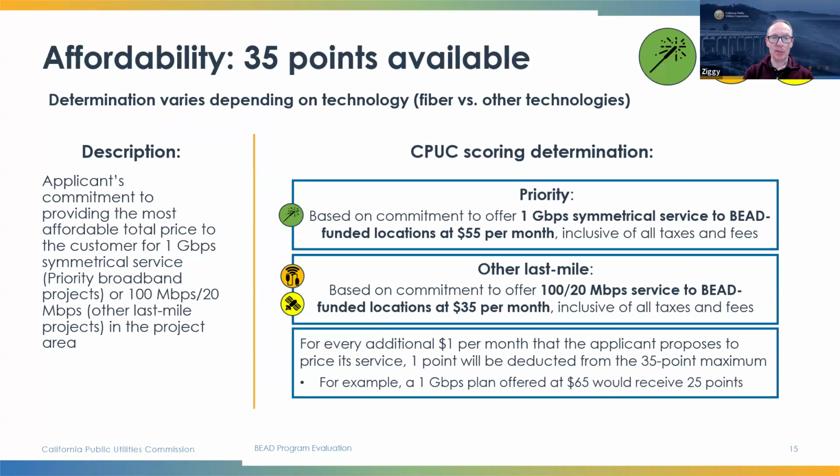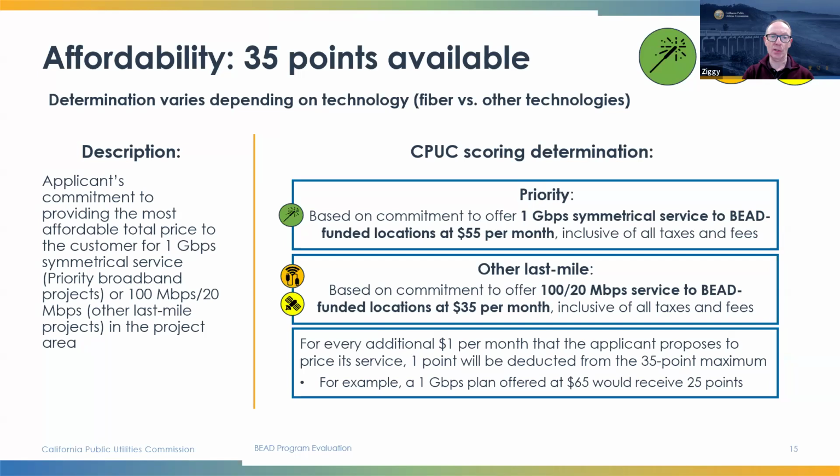So as I mentioned, affordability gives the most points available. It evaluates the applicant's commitment to provide the most affordable total price to the customer for gigabit symmetric service in the case of priority broadband projects, fiber, and equivalently for other broadband service projects, the most affordable total price for 100 megabit per second and 100 over 20 megabit per second.